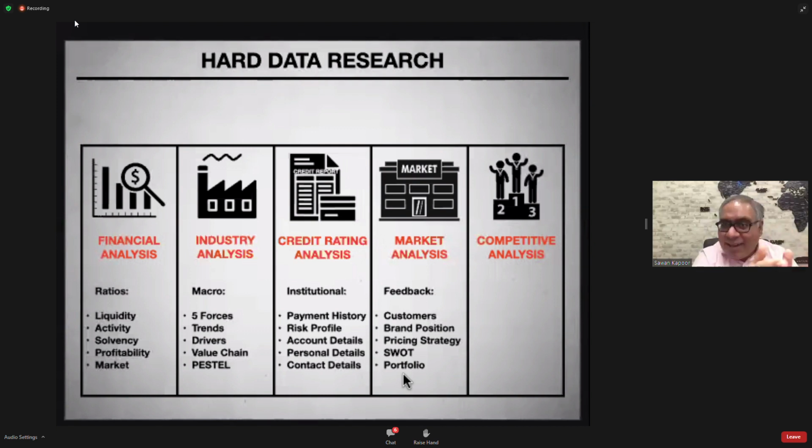See, the reason we are looking at all of these different areas, financial, industry, credit rating, market, competitive, the reason you're looking at all of these areas is because you're uncovering the problems and the opportunities. Please understand this. You are not looking to join the best run company. You are looking to join the company where your stake can have the maximum impact.